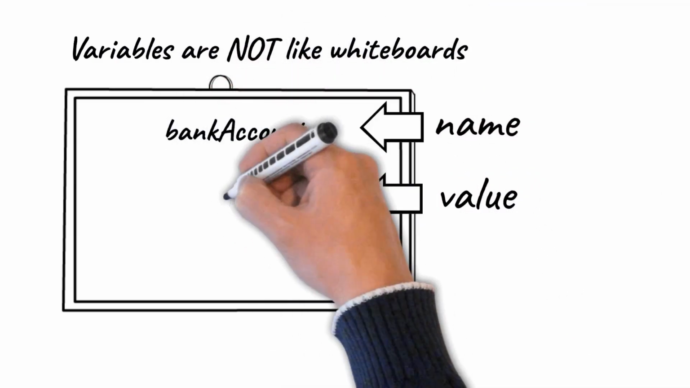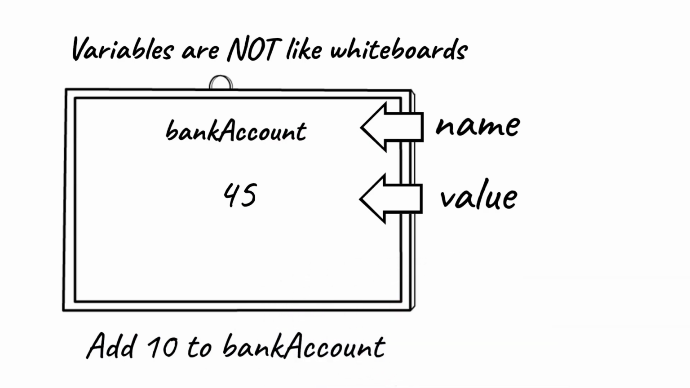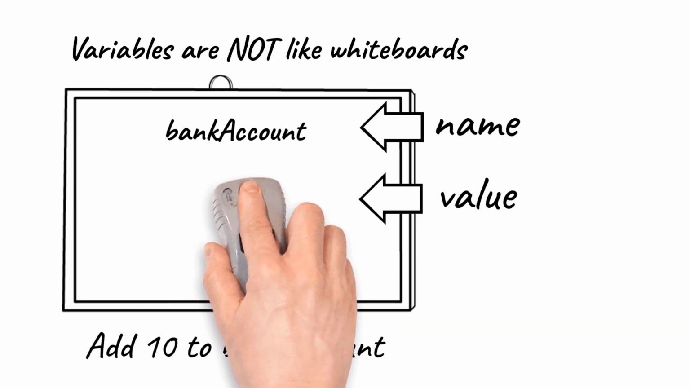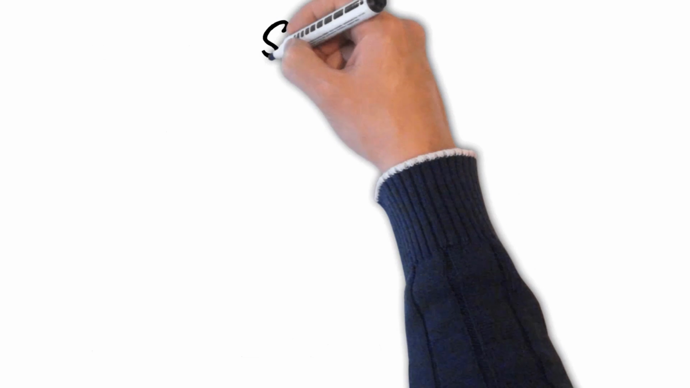Finally, variables are also not like whiteboards because when we've got a numerical value, like 45 in this case, we can do maths with it. In this case, we're adding 10 to the value, which means that our final value will end up as 55.